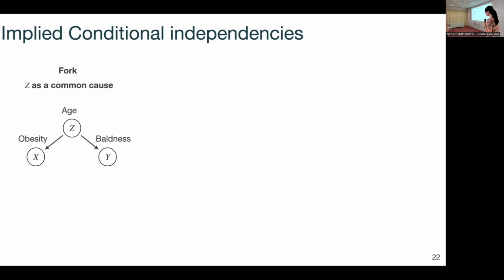And imagine the situation that you just have these samples, with obesity and baldness, and you see this correlation. But once you observe the age of the person, imagine that the person is a child, age 10, 12, you see that this is not correlated anymore. And that's why we have a dependence here. X and Y are dependent marginally without observing age. But once you observe the value of Z, which is the age, you don't have this dependence anymore. So you have conditional independence. So conditional on Z, you have independence.